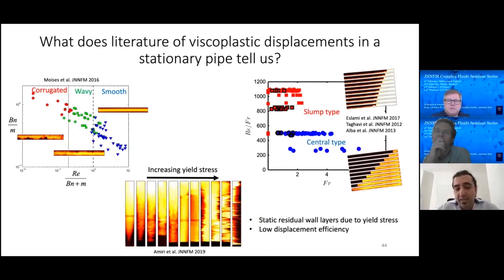So briefly, these works show that static residual wall layers, as you can see in these images, can appear in these flows due to the yield stress, and consequently the displacement efficiency for viscoplastic displacements is very low. But our results in viscoplastic displacements in rotating pipes will show that we can have a very large displacement efficiency when you apply rotation.